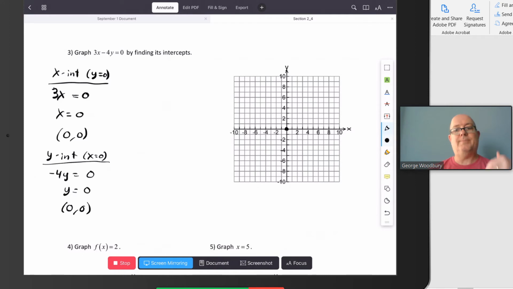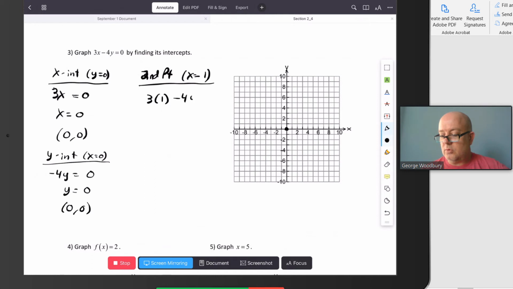So I need another point, and you want to be strategic about this. To show you the benefit of that, I'm going to show you what happens when you're not strategic. So I may want to try x equals 1. So second point, and I'm going to try x equals 1. So I put in 1 for x. 3 times 1 minus 4y equals 0. 3 times 1 is 3. I subtract the 3 to the right-hand side, and then I divide by -4, and I get y equals 3/4.